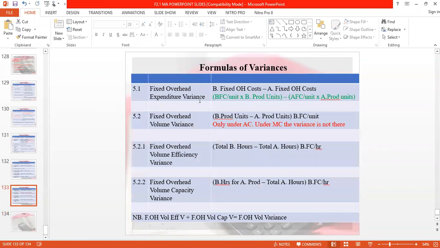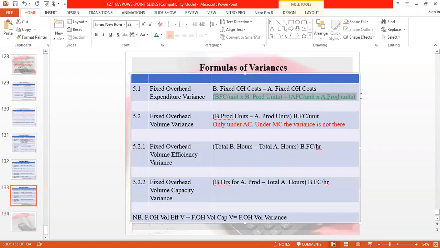Somebody's asking about fixed overhead expenditure. If this is confusing, I can just remove it. Whatever I had written there was just to explain how you get this. It is budgeted fixed cost per unit times the number of units. And this is actual fixed cost per unit times the number of units. You can just remove it if it will confuse you. So that brings us to the end of the class.